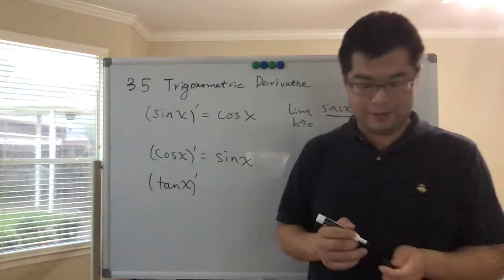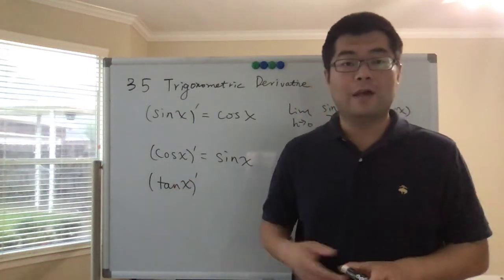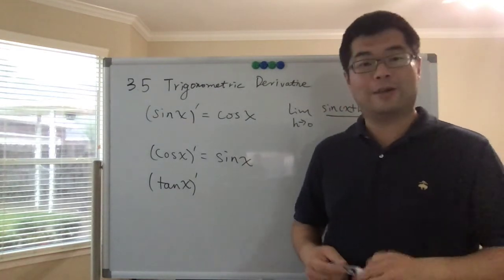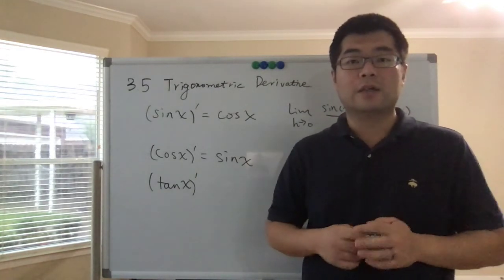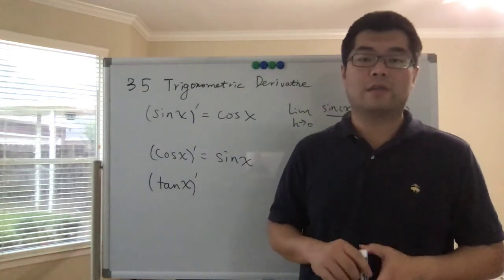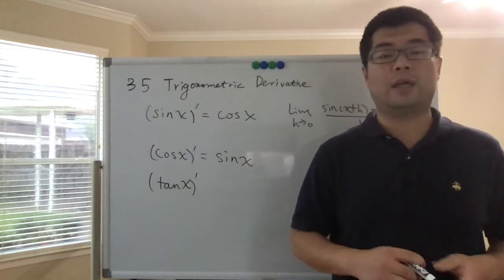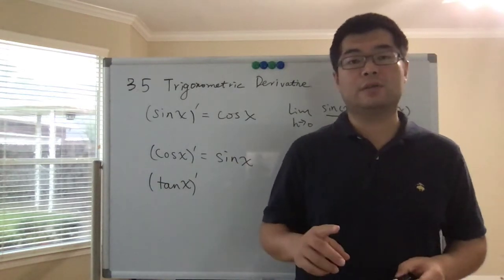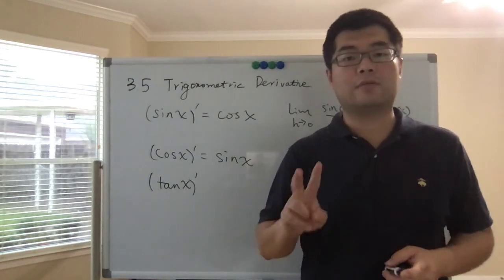Okay, so let's continue. It's raining outside, heavy raining. So 3.5, we're going to talk about the trig derivatives. In this section, there are two key results.